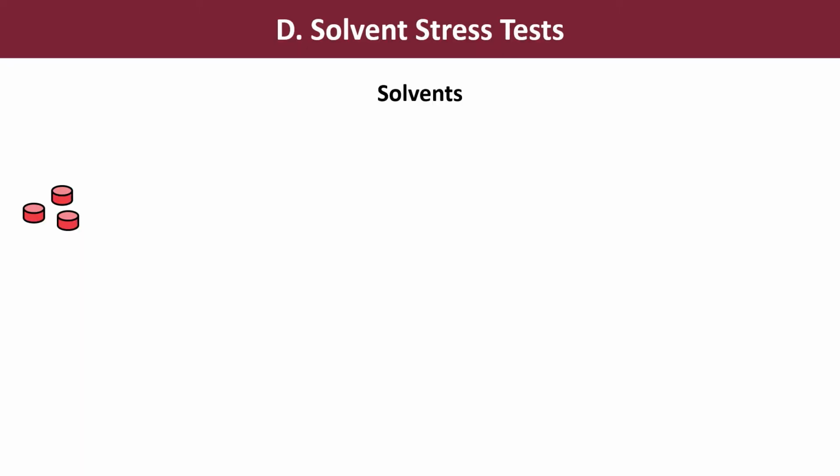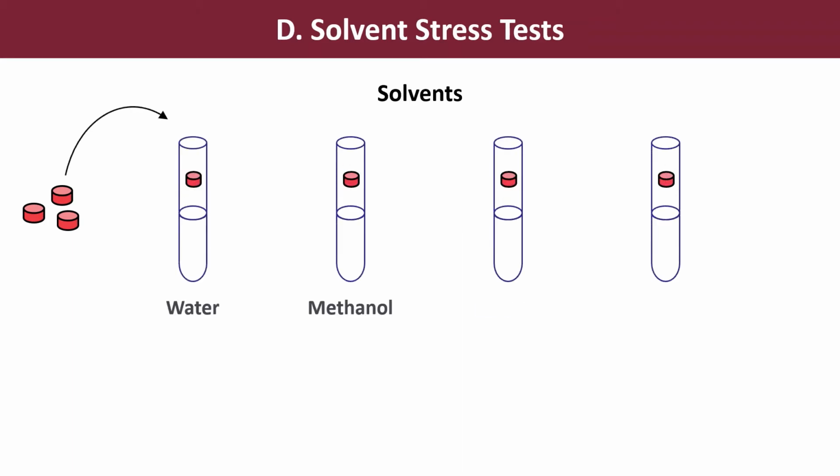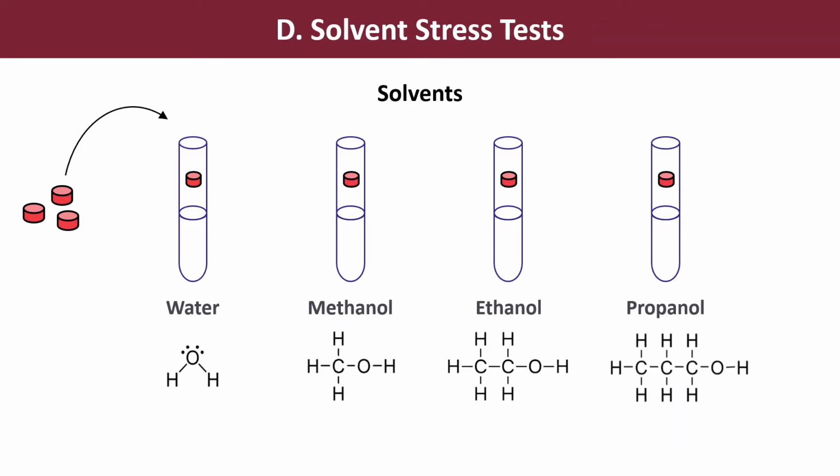Part D is the solvent stress tests. The solvent tests are a lot like the temperature tests in that we're going to take some beetroot discs and subject them to some different conditions. In this case, I'm going to subject my beetroot discs to different solvents: water, methanol, ethanol, and propanol. So you're probably wondering what is the difference between these different solvents.